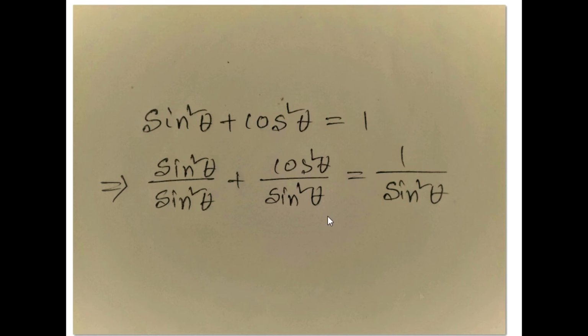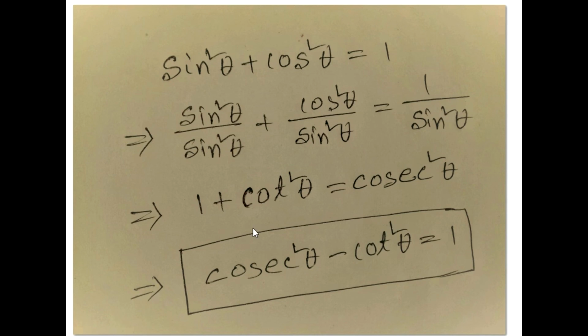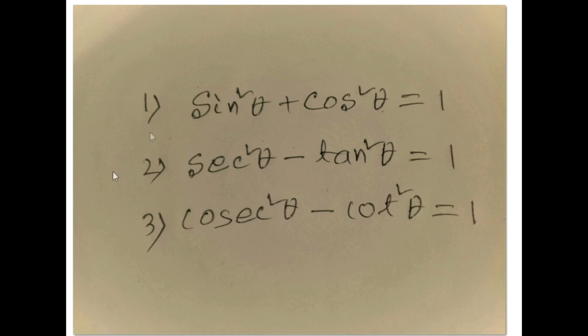For the third outcome, similarly, we write the first outcome and divide by sin squared theta. Now we get sin squared theta divided by sin squared theta is equal to 1, plus cos squared theta divided by sin squared theta, which is cot squared theta, and that equals 1 divided by sin squared theta, which is cosec squared theta. So we get the third outcome. We get the three most important outcomes, which are important in trigonometric problems.